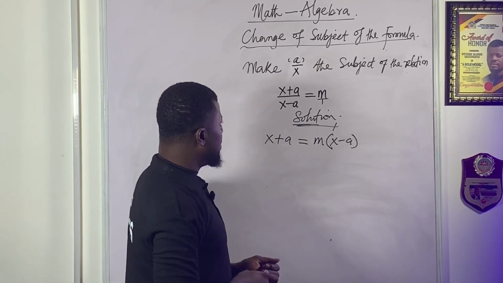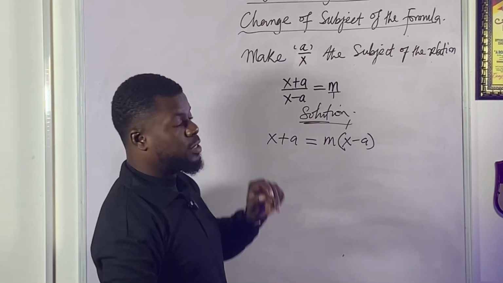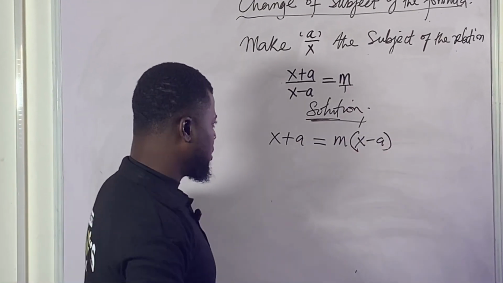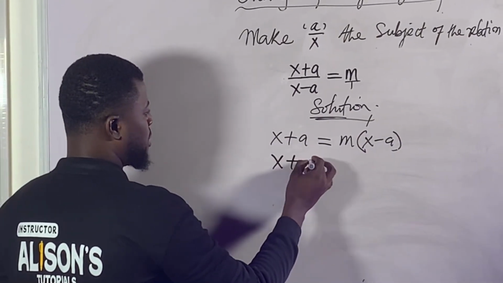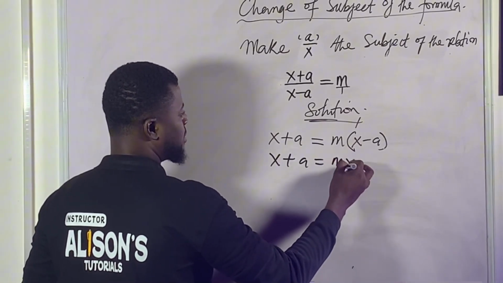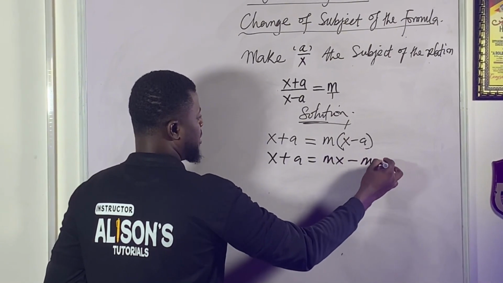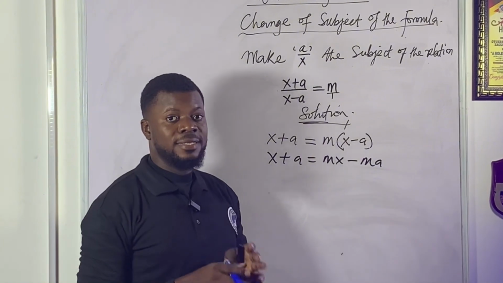Remember, I want this e over x to be the subject of the relation. To achieve that, let's clear off this bracket. We use this m to distribute. So we have x plus e equals m multiplied by x, which is mx, minus m multiplied by a, we have ma. All right, so at this point we want to collect like terms.